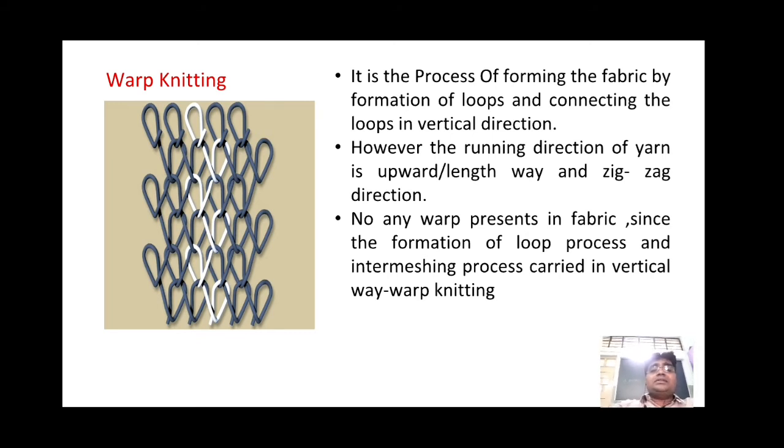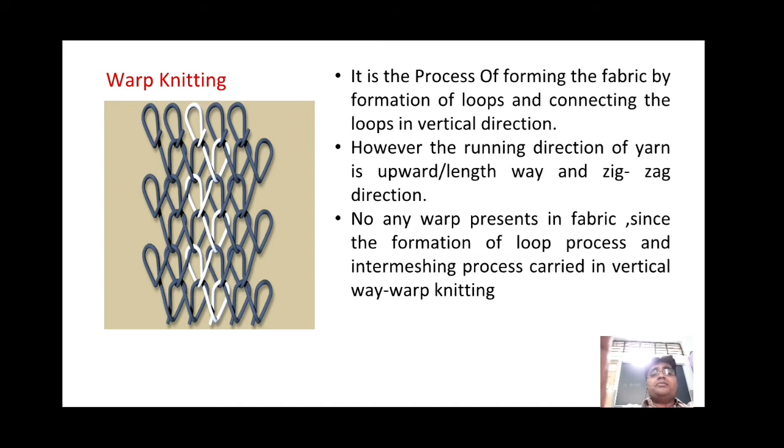Now once again, as such there is no terminology of warp in the case of warp knitting, yet we are saying warp knitting. Why are we saying warp knitting? Since the loop formation direction and the direction of connecting the loops to each other is vertically upward, lengthwise, and as you know very well, the vertical direction is very popularly known as the warp direction. Because of that, the name of this knitting process is warp knitting.